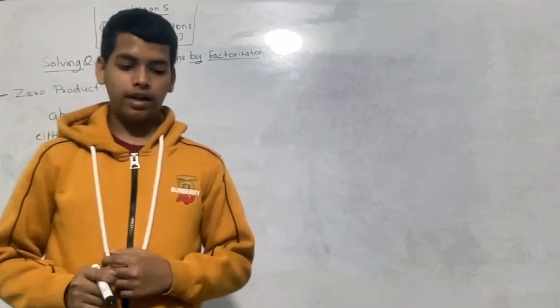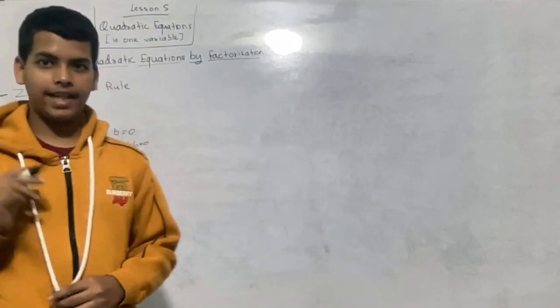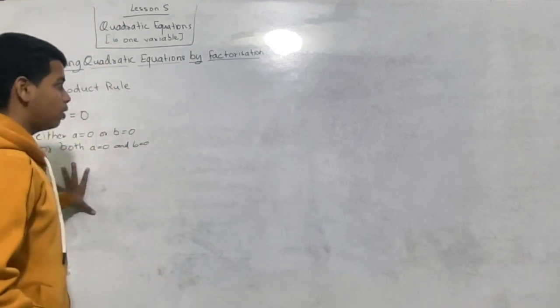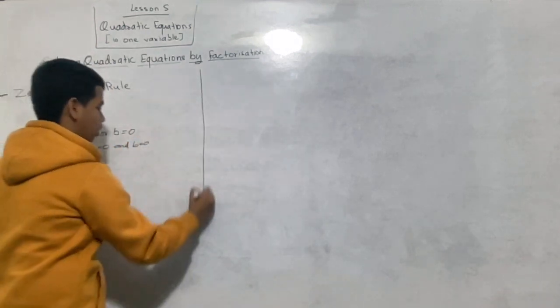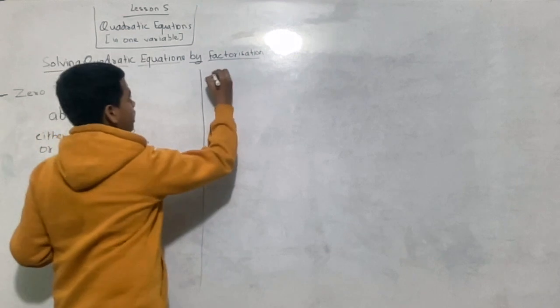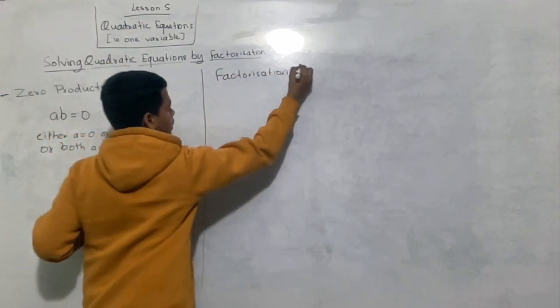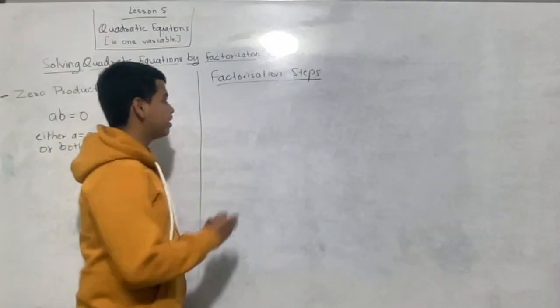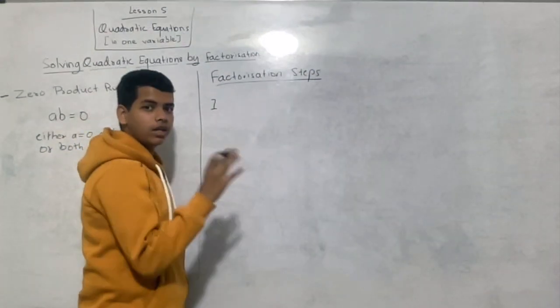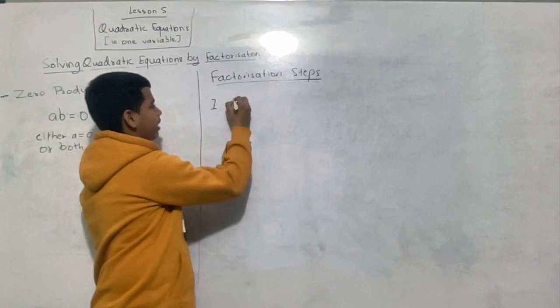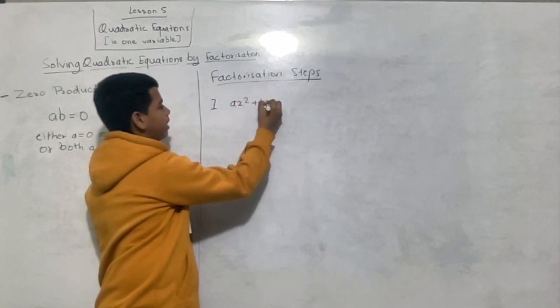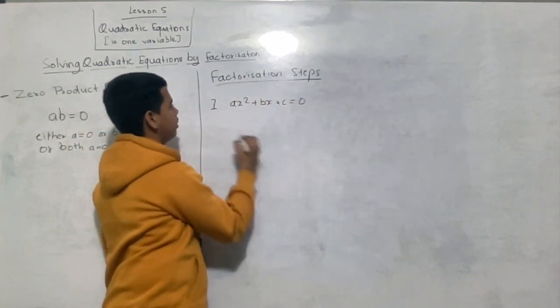Okay, so let's start with the steps of factorization. We have done the zero product rule. Now let's see the steps of how to solve quadratic equations by factorization. Here the first step obviously is you have to convert the equation to this format: ax square plus bx plus c is equal to 0.